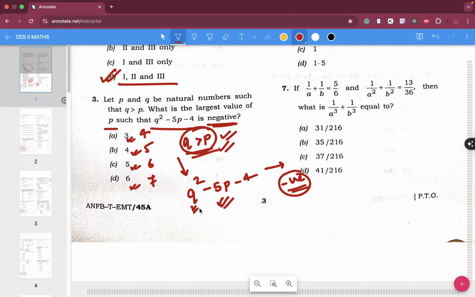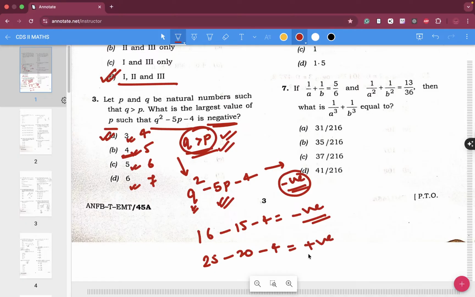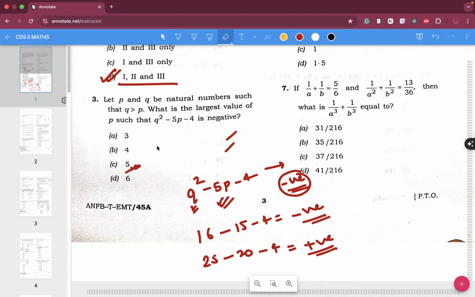Now for the first option, Q square is 16, minus 15, minus 4. Is it a negative value? Yes, it's negative. For the second option, Q square is 25, minus 25, minus 20, minus 4, which is a positive value. Similarly, if you check for 5 and 6 also, it is going to be positive. So the largest value of P such that Q square minus 5P minus 4 is negative is 3.